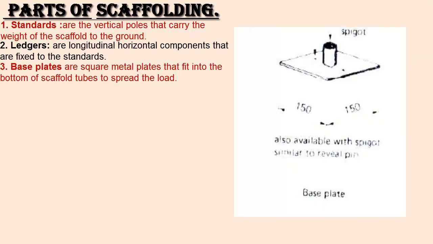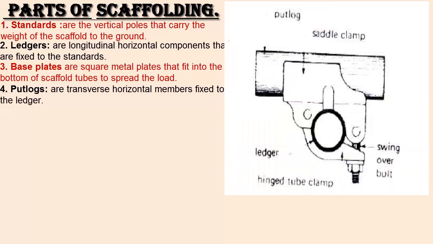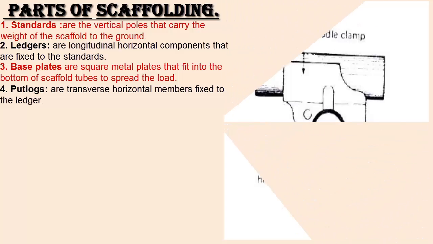The putlock. Sometimes, when we want to describe a kind of foundation, we say putlock scaffold. What is the putlock? The putlock is fixed to the ledger, is also in horizontal form, and is connected to the wall. Most commonly, it appears in independent scaffold. The putlock is connected to the ledger down to the wall, and it also holds the platform.